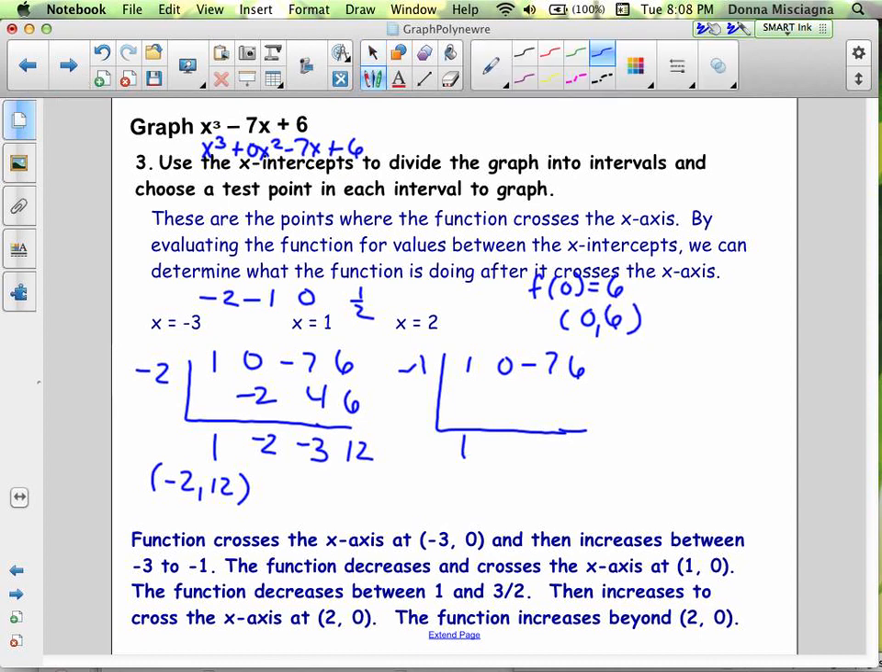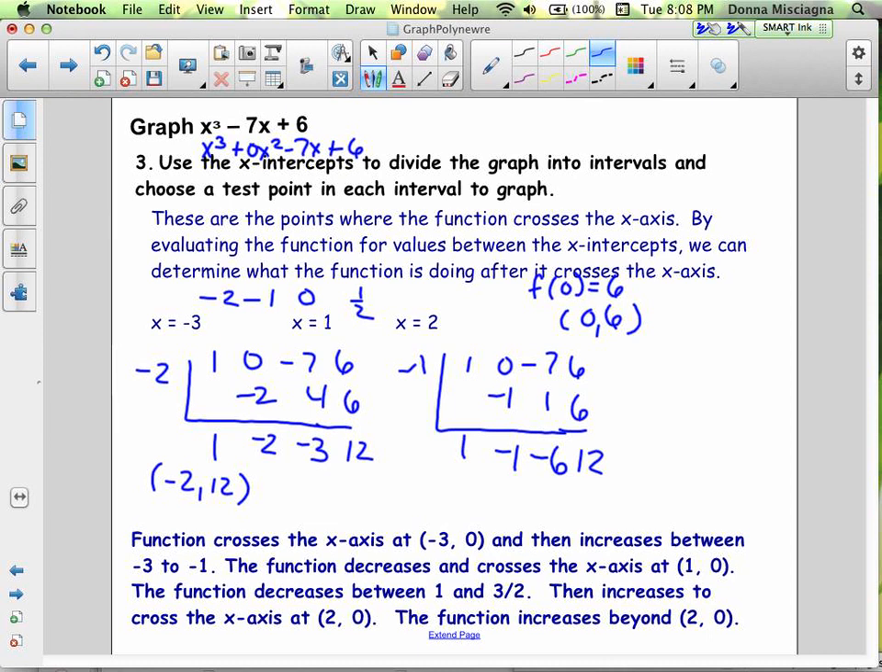Right, bring down the 1. 1 times -1 is -1. Add, we get -1. -1 times -1 is 1. Add, we get -6. -6 times -1 is 6. Add, we get 12. Could that possibly be? Did I make an error? Or is our turning point halfway in between? You don't usually get that on a cubic. It's possible. But it's usually our quartics are so symmetric.